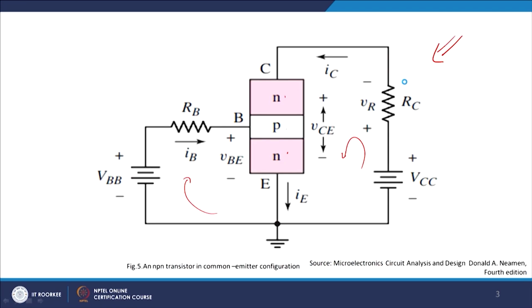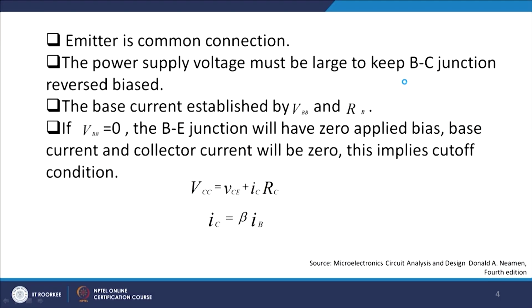This is the common emitter mode configuration, the forward active mode configuration, with the schematic shown in this figure, right. So as I was discussing with you, the emitter is the common connection to the ground, right. Now I think this is clear to you that the power supply must be large to keep the base collector junction reverse biased, right. Is it okay?